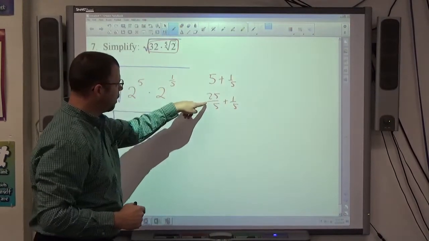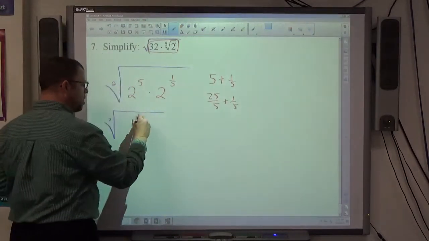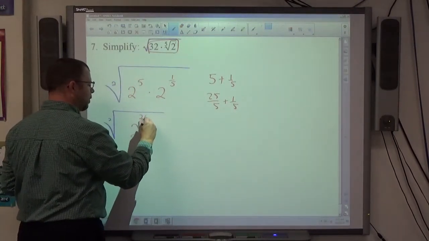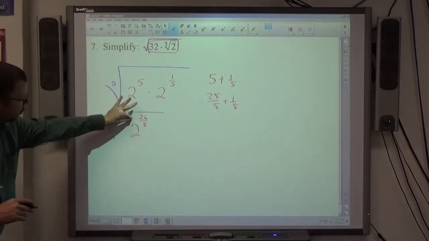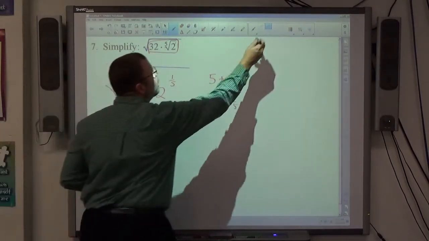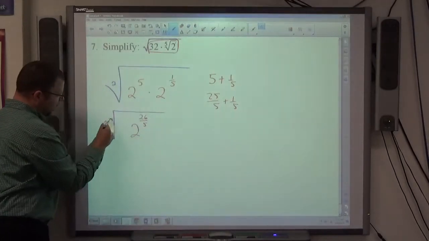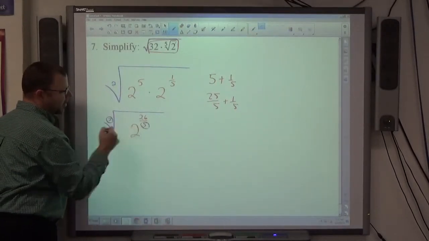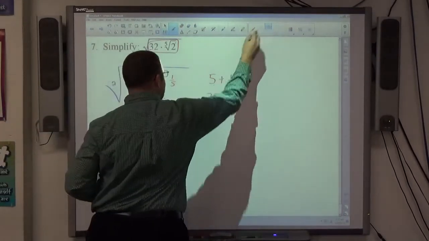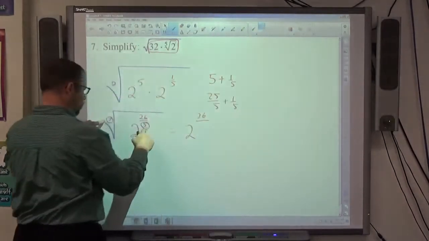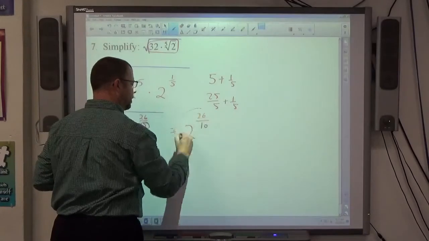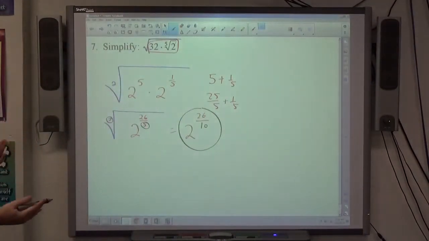5 is the same as 25 fifths, so a common denominator exists, and 26 over 5 is what we get out of that. And once we get a number raised to a power inside a radical, now this index is going to multiply by this denominator to get our final answer. So we're going to get 2 to the 26 over 2 times 5, which is 10. And that's what you're looking to do there.